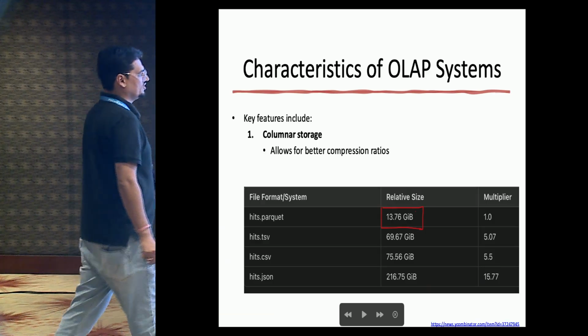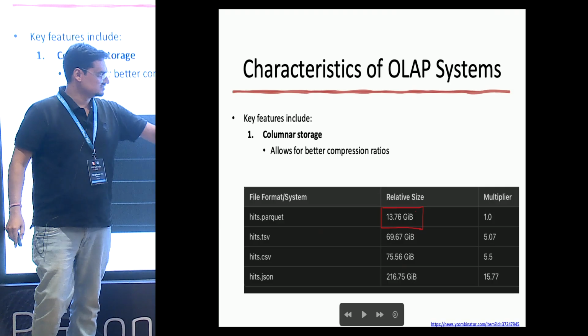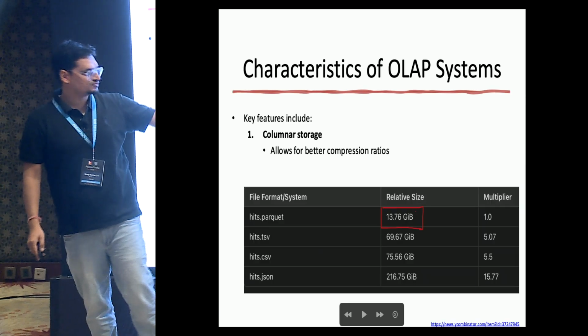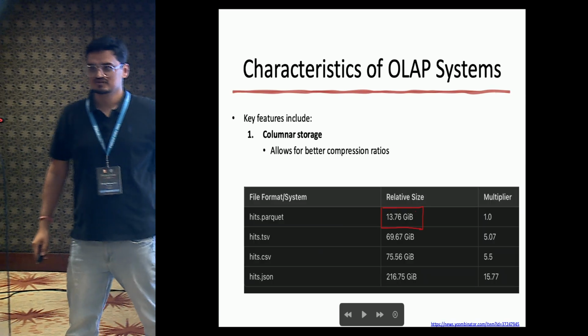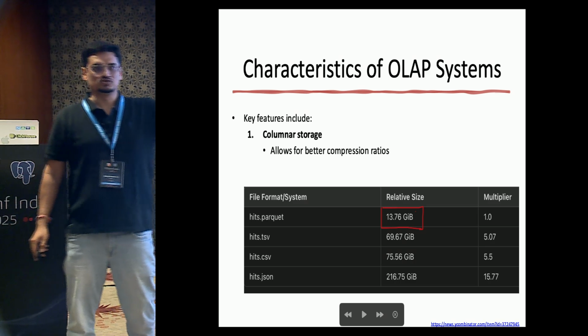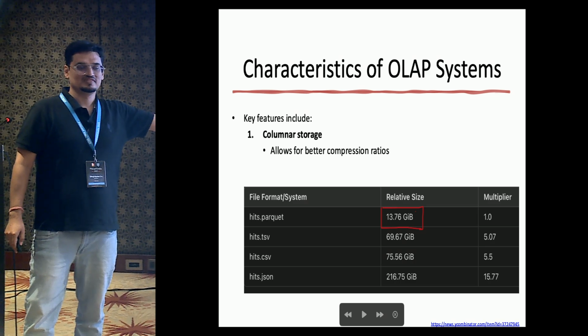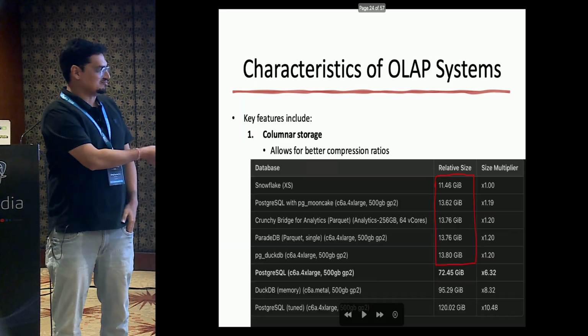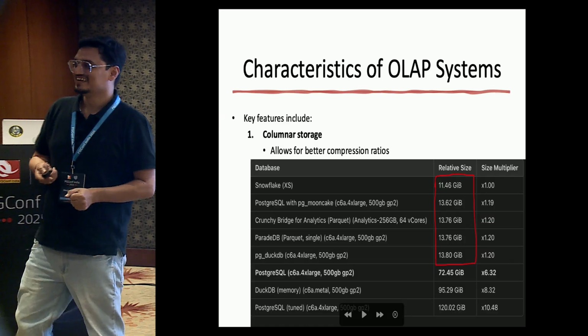But look at the contrast. This is row-based storage, and this is column-based storage. So 5 times less. Postgres would also take something around 70 GB. This is CSV, TSV, and the last is JSON. Anyone wants to take a guess why JSON is so big? Yes, just wanted to check if people are sleeping, so I stuck that in.